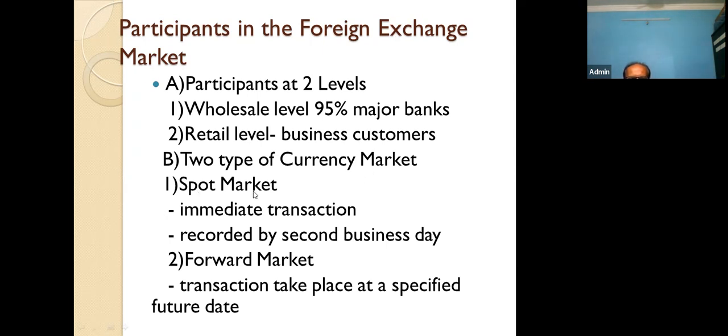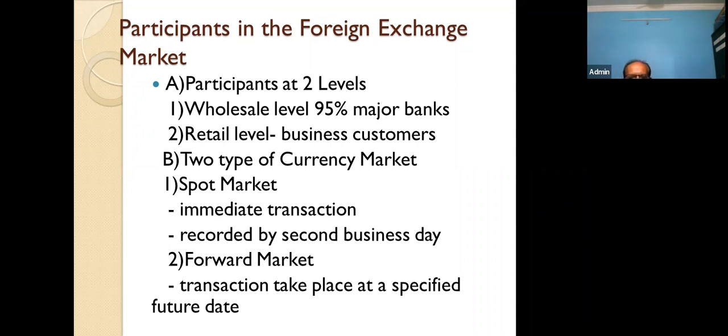One is spot market. Now this spot market, name itself says in a spot, on the spot. That is why immediate transaction. The transaction takes place immediately. That is why it is known as spot market. And recorded by second business day. Suppose if you have done a transaction today, say today is Friday, so next day on Saturday, the transaction will be recorded. Now suppose if you have done your transaction on Thursday, on Friday morning, the transaction will be completed. But if you have done transaction on say Friday evening, then maybe because of time gap, Saturday, since it is off day, this transaction will be completed on Monday.